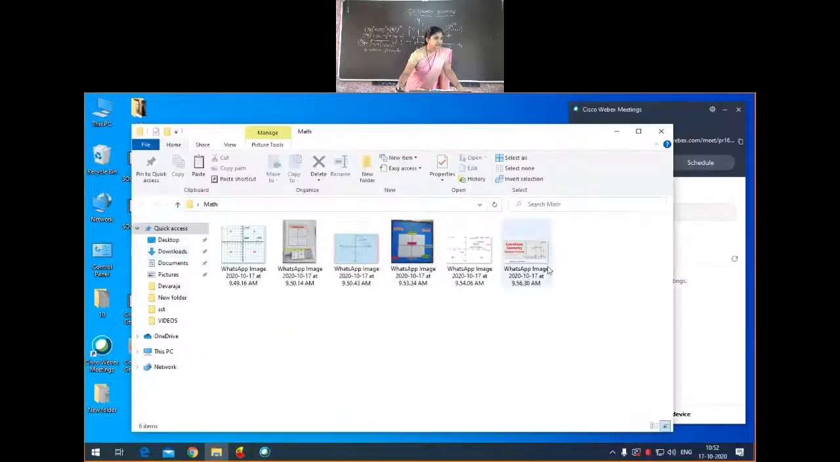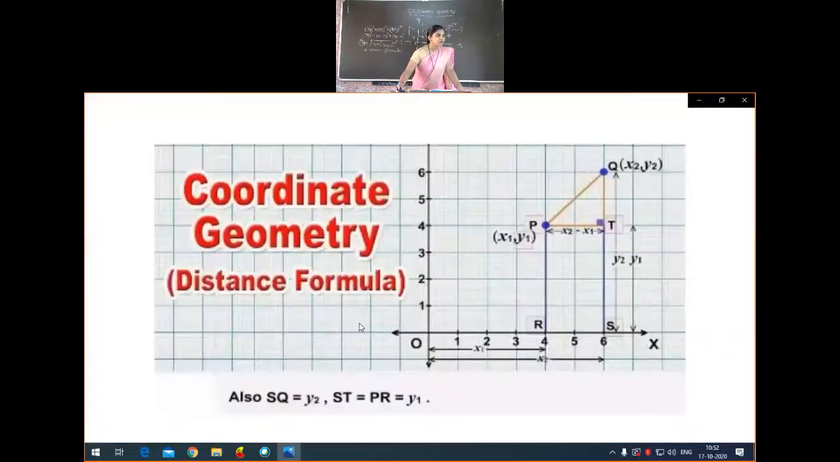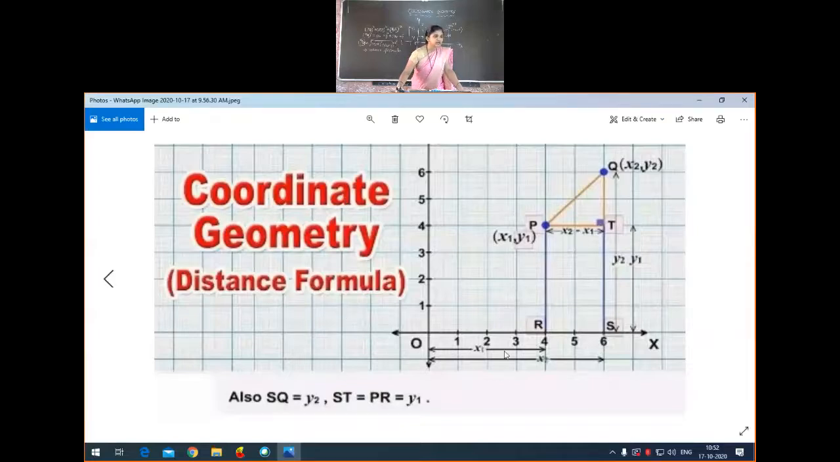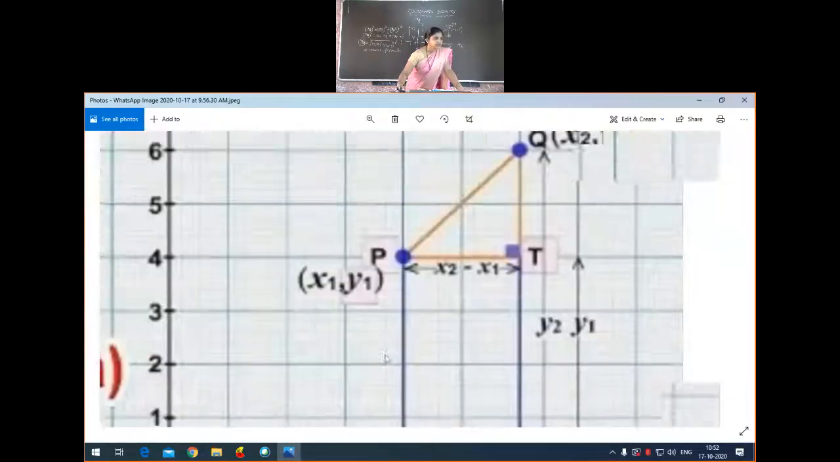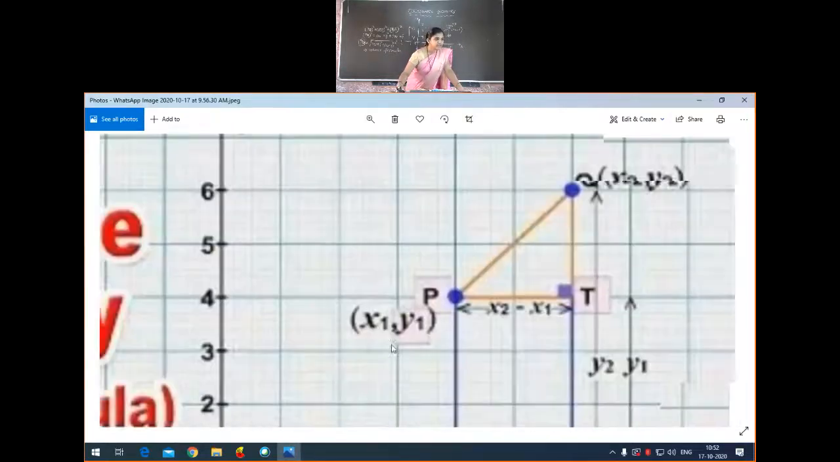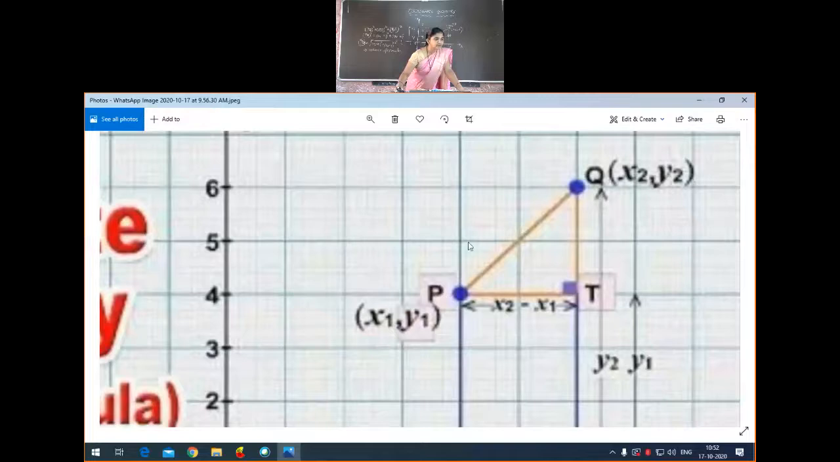Whatever we derive now, just look at this diagram. This is the derivation diagram, coordinate geometry. This is the distance formula. See here, actually we formed this one only, no? PQ length. We are going to find PQ length.